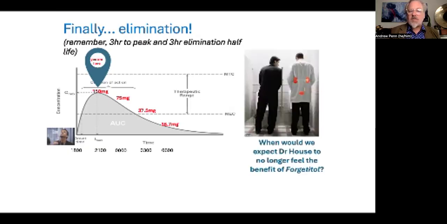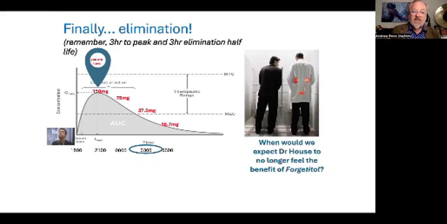So when would we expect him to no longer begin to feel the effects of Forget It All? We'd say it's right about here, right about 3 a.m. Between 3 and 6 a.m. is when the effects would start to wane because he's now gone below the minimal effective concentration. So this is typically why a BID dose would be taken again here, which would cause this level to go up again. And this sort of up and down is what happens when we take drugs on a regular basis.